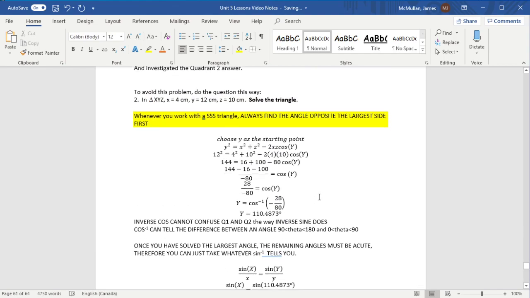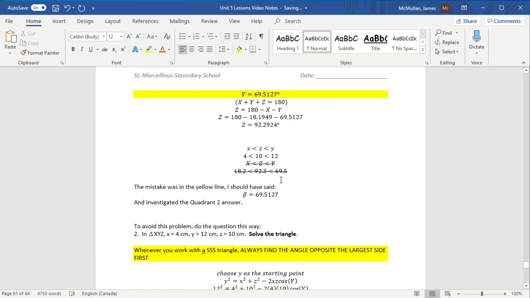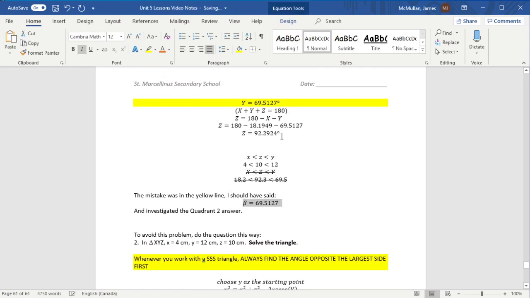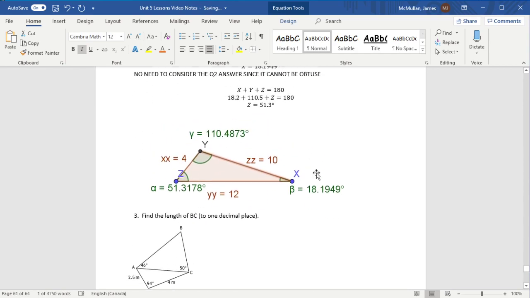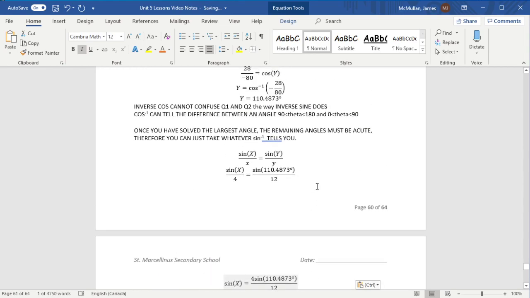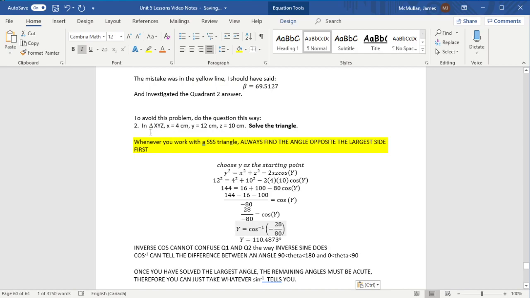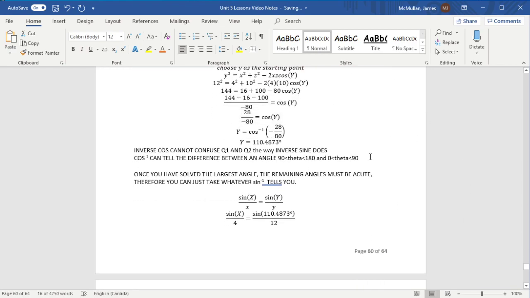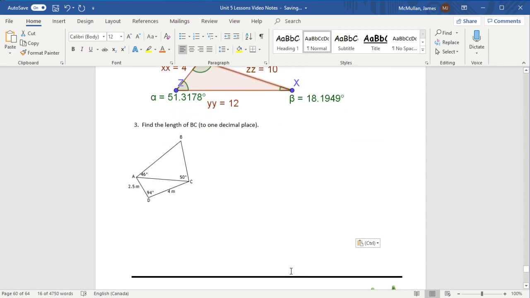Notice, if you did it the first way, we said there was a 69.5 degree angle, we said there was a 92.3 degree angle. Neither of those things exist. That triangle doesn't exist. So again, the advice is, if you're doing side, side, side, find the angle opposite the largest side, and then you don't need to worry about any of this obtuse stuff.